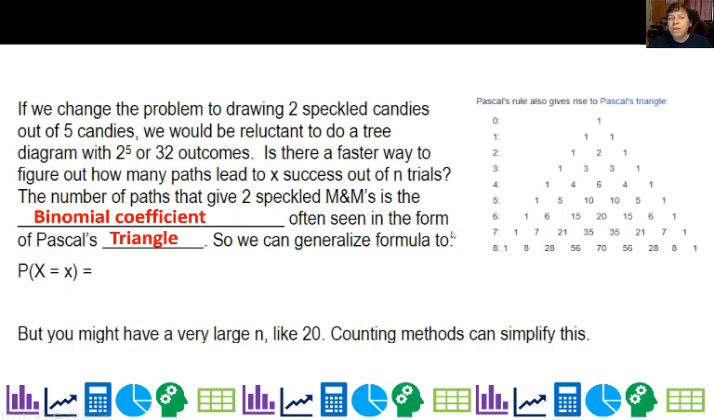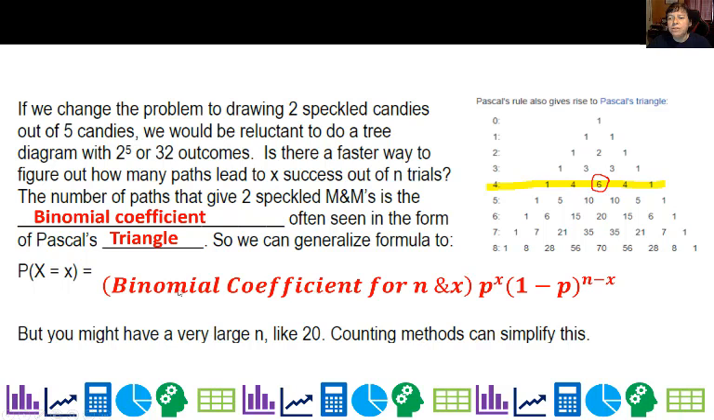So these actually give binomial coefficients, right? For this one, I have the 6 because there are 4 things to choose from, and I have not 0, not 1, but 2 speckled. That's how we get the 6 off of the triangle. So I could just look up my binomial coefficient for n and x, and then do p to the x, the probability of a speckled, to the power of how many speckleds I have, and then the complement to the power of whatever's left over, right?